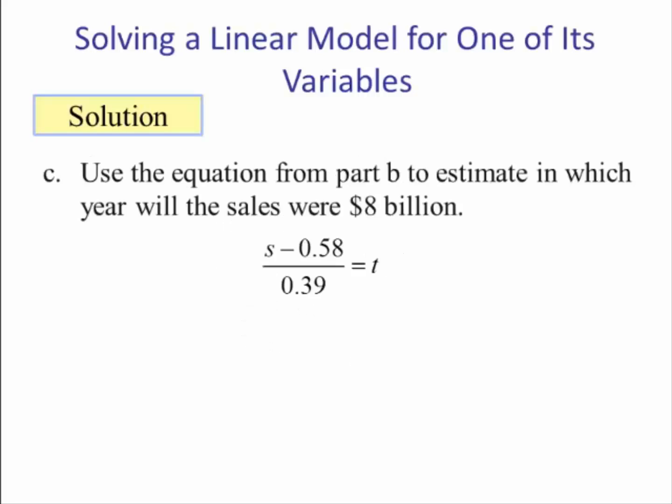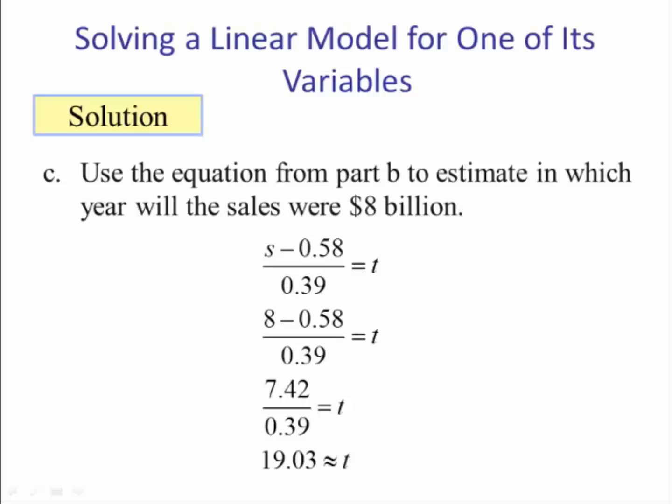Part C. So S is going to be 8. We subtract 0.58, and then we divide by 0.39, and we get 19.03. So if you recall, t is how many years since 1990? According to the model, the sales will be 8 billion in 2009.